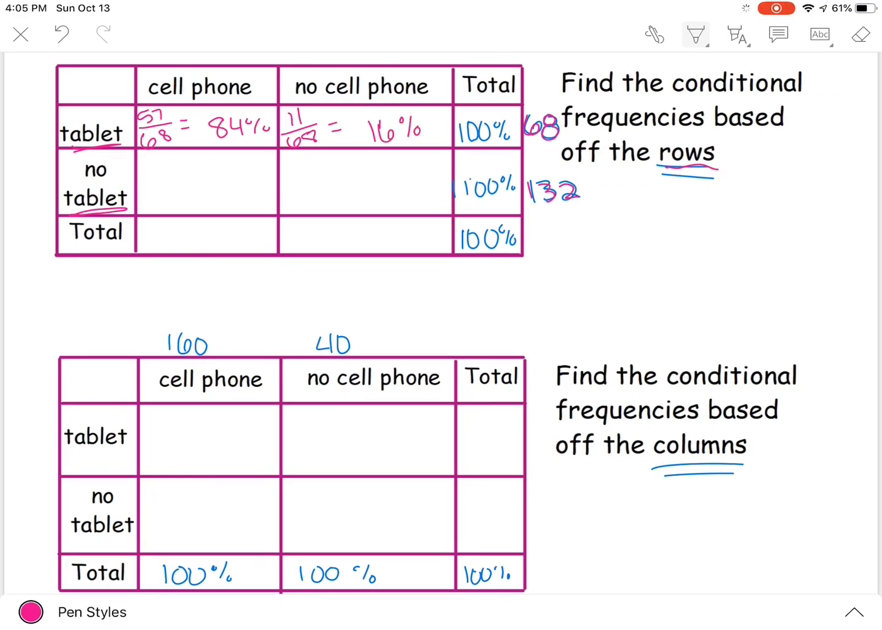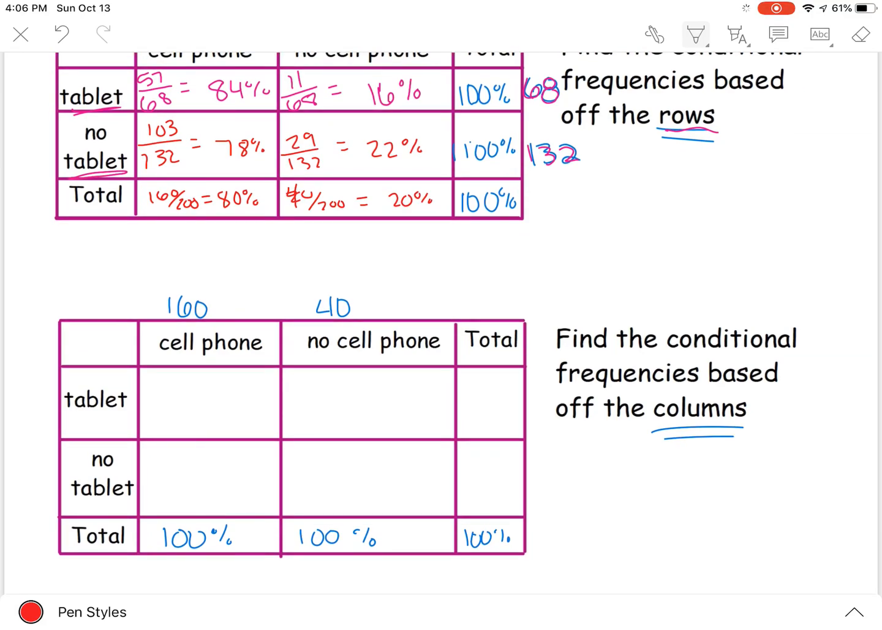And notice how if we add those up, it equals 100. Then for our next row, we're dividing by 132. So we're taking 103 divided by 132 is 78%. We're taking 29 divided by 132 equals 22% of students. So these are the conditional frequencies. These are the percent of students based off the condition that they have no tablet. And then there is a row total. Looking at it, we've got 160 divided by 200, which is still 80%, and 40 divided by 200 is 20%.